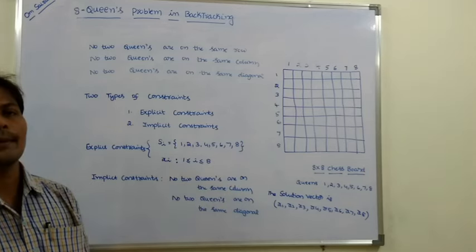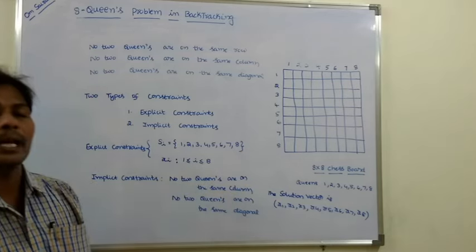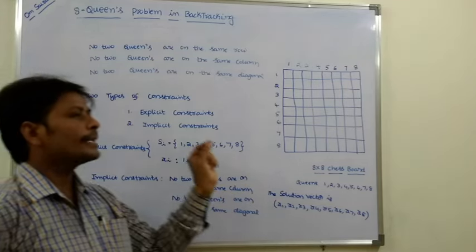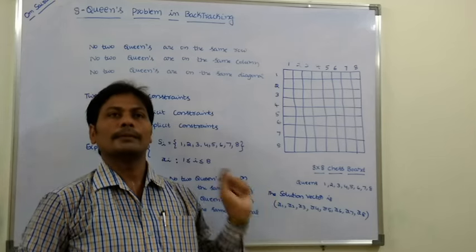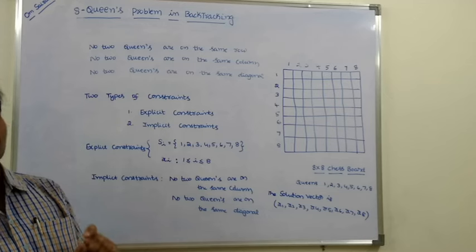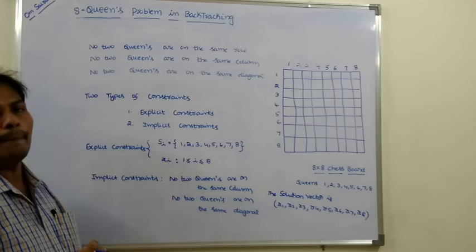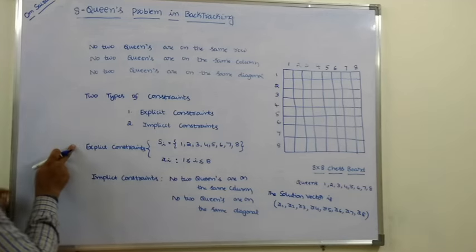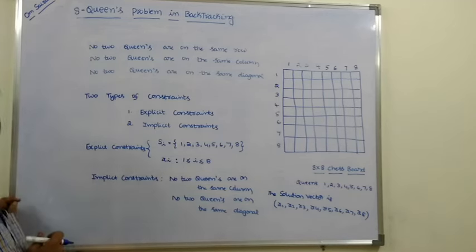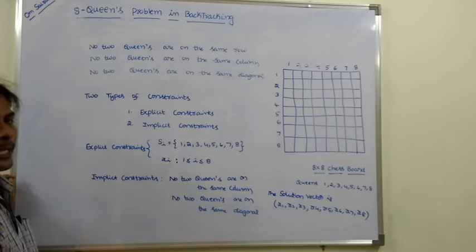Queen 6 can be placed on the 6th row. Queen 7 can be placed on the 7th row. Queen 8 can be placed on the 8th row. So, the 8th queen can be placed on the 8th column. Because of that, we have not mentioned that no two queens are on the same row. So, these are the explicit constraints and the implicit constraints we have to follow in the 8 queens problem, while we have to place 8 queens on an 8 by 8 chessboard.